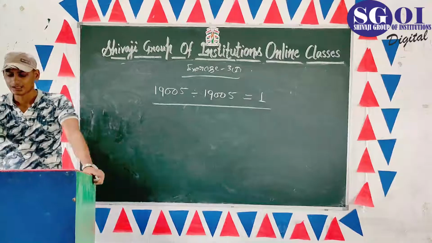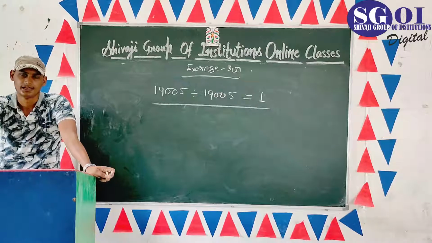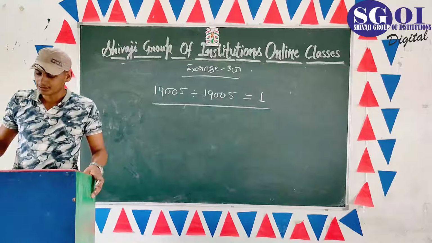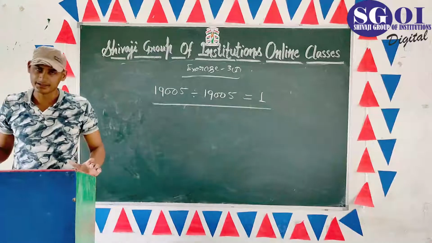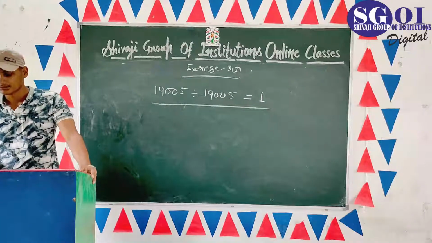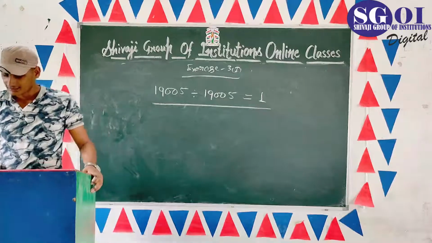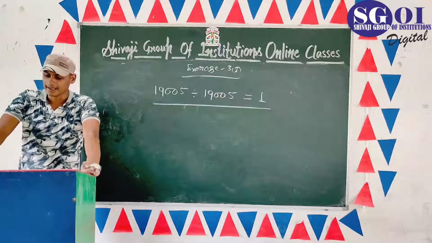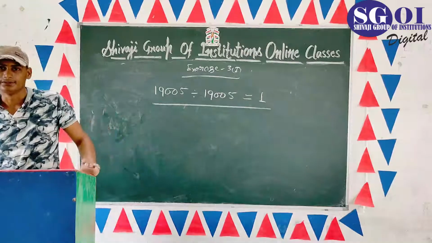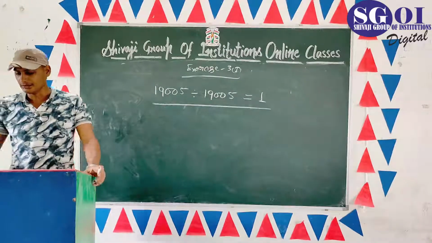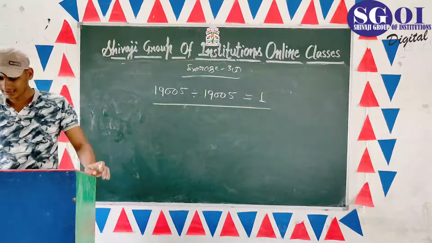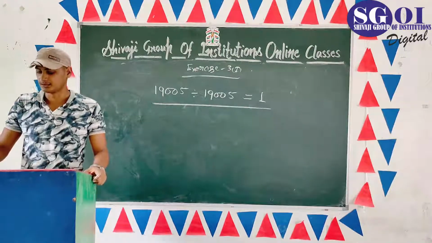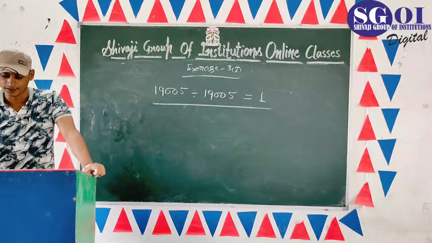Question number 7. When we divide any number by itself, we get the result 1. Okay, students. So the answer to question number 7 is 5,729. Okay, students. Question number 8 is 69,534 divided by 1. When we divide any number by 1, we get the number itself. It means when we divide 69,534 by 1, the answer is 69,534.